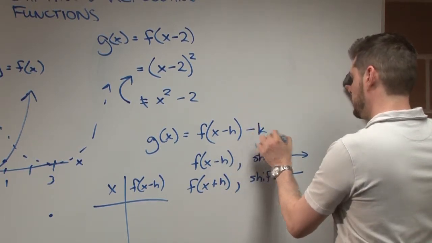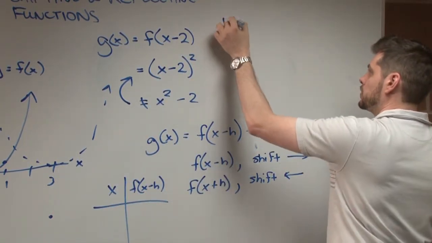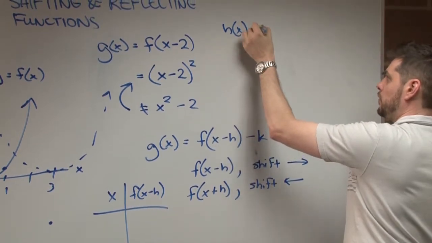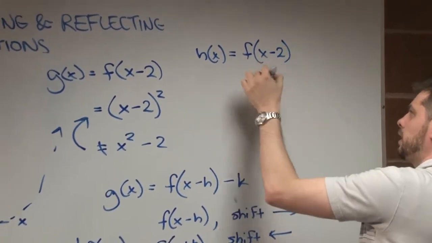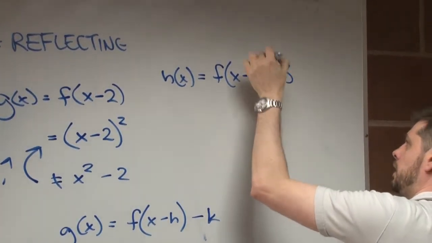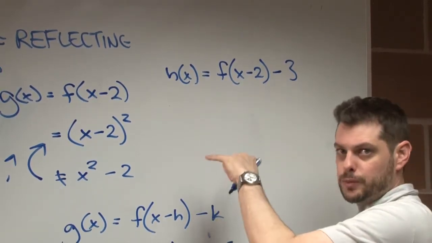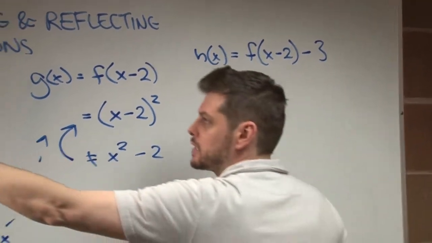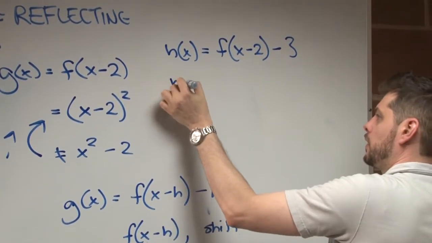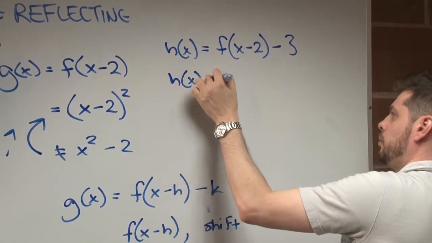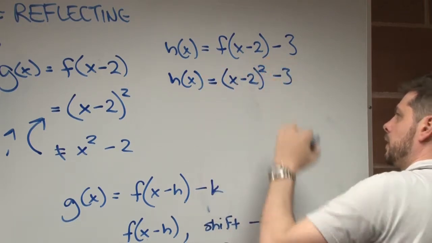I would subtract k. So in this concrete example, what I would say is my new function represents a shift of my original. I'm going to shift to the right by 2, and then I'm going to shift it down by 3. And then I have to replace my function notation with the actual algebraic representation of my function, which is this. Take this quantity and square it. So I have to say my shifted function is now the quantity x minus 2 squared minus 3.